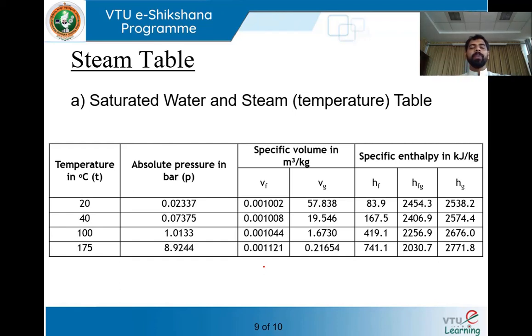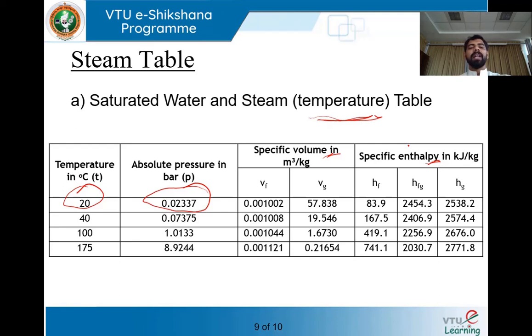So normally we would be giving you the temperature in the problem. At a given temperature, what is the pressure of the steam? That they would specify. So the temperature is given in the numerical. For a given temperature, from the temperature table, you have to note down all these properties: the pressure, specific volume, and the enthalpy at a different condition.